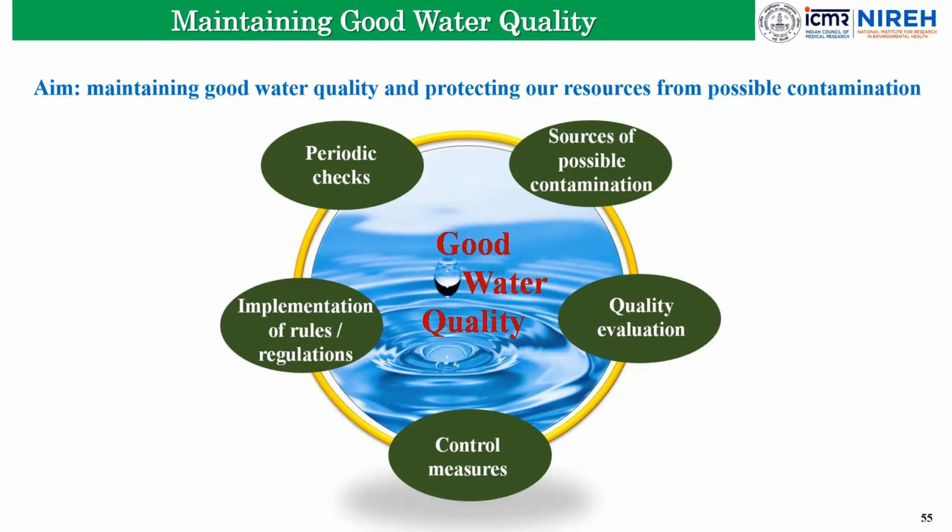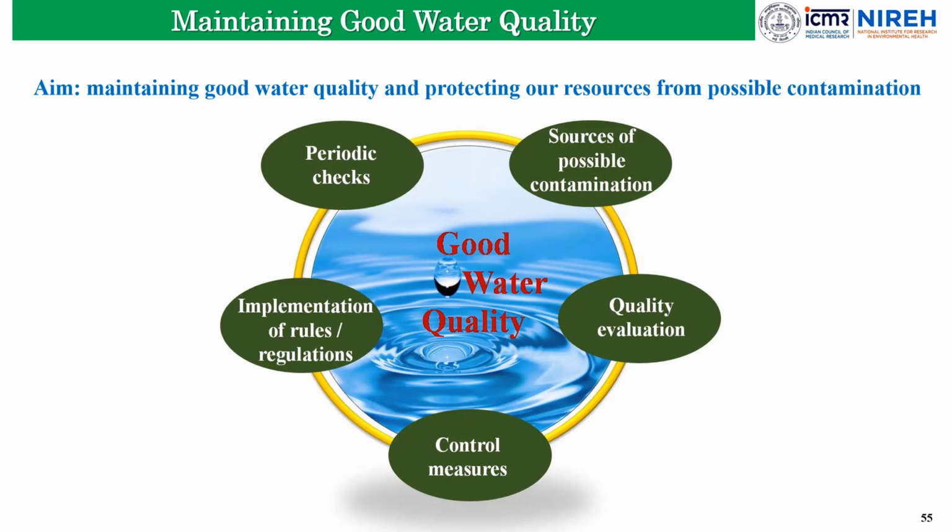Then, as I mentioned here, implementation of rules and regulations. In India, there are various rules, and also there is the Water Pollution Prevention Act 1974, which emphasizes the various rules and also a number of penalties that may be imposed on the person who is causing the water pollution. But in many cases, it has also been seen that it could not be followed in a proper manner.